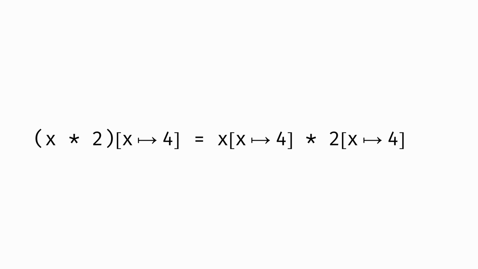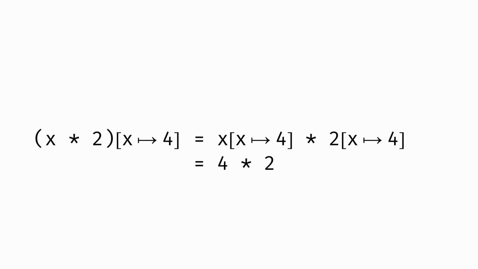x with x substituted with 4 is our variable case. The variable in question is the one we're substituting, so the result is 4. 2 with x substituted with 4 is just 2. Our rule for integer literals says that they're unaffected by substitution, and that gives us our answer, 4 times 2.